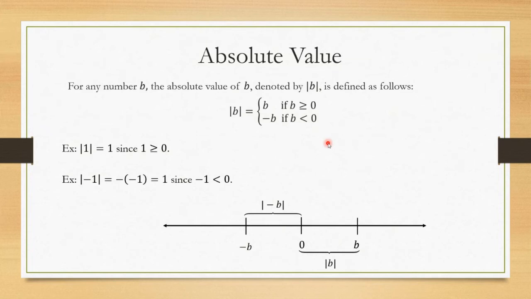So another way to look at absolute value is distance. The absolute value of a number is the distance between that number and 0 on the number line. So that's what absolute value also is. You can see the absolute value of a number B is how far B is from 0. Same thing with the absolute value of minus B. That's how far it is away from 0 along the number line.